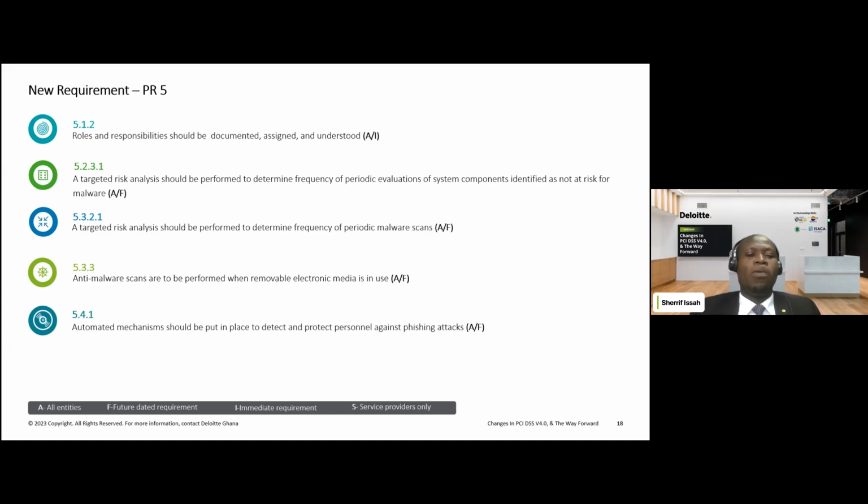Then 5.4.1 says that there should be automated mechanisms to detect and protect personnel against phishing attacks. Phishing is the number one tool used by the bad guys. And as Mary earlier indicated, this is a hardcore evolving requirement. And there's a need to have an automated solution in place. And with this, we're looking at whether anti-spoofing tools, anti-phishing tools, etc., can help in that regard.